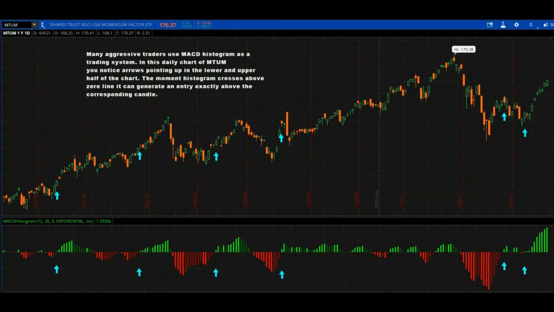Alright folks, many aggressive traders use MACD histogram as a trading system. In this daily chart of MTUM, you notice arrows pointing up in the lower, right here, and in the upper half of the chart, right here.